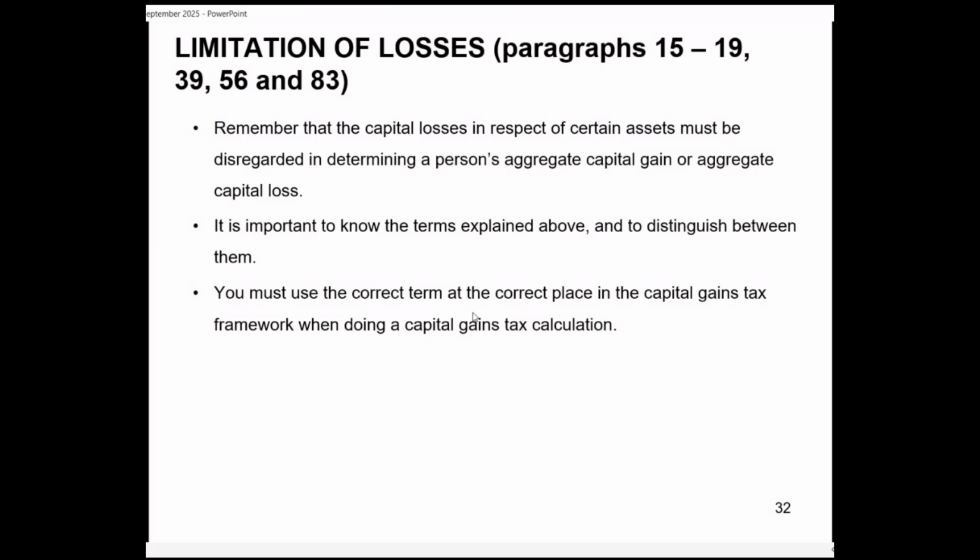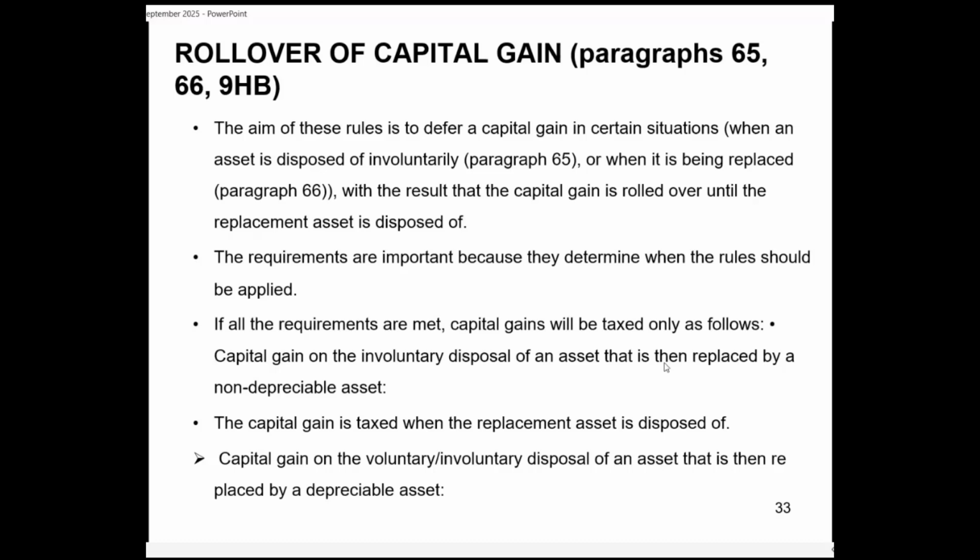So you must know where to include the capital gain or capital loss when you do the capital gains tax calculation. The aim of this rule is to defer capital gain in a certain situation, when the asset is disposed of involuntarily in terms of paragraph 65. You must go through paragraph 65, which is the rollover of capital gain, in terms of paragraphs 65 and 66 and 9HB. You must go through these paragraphs.